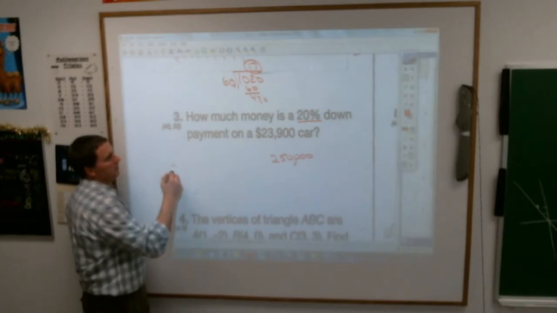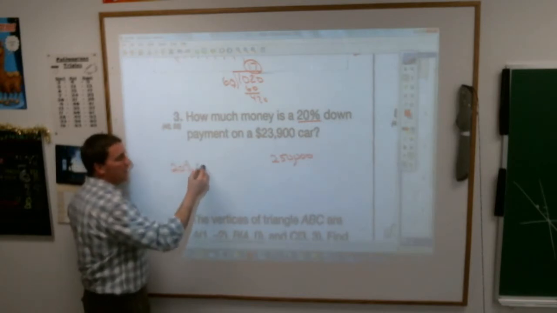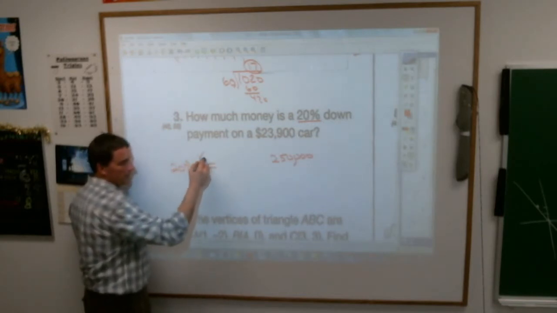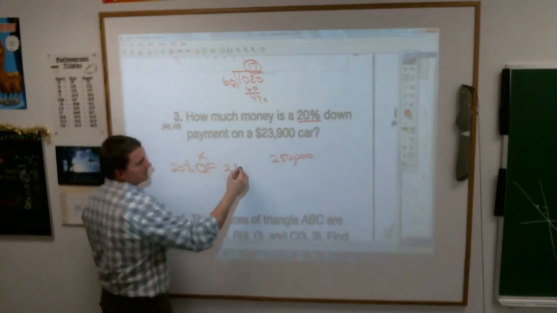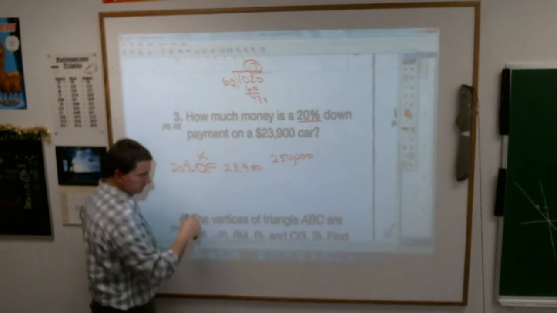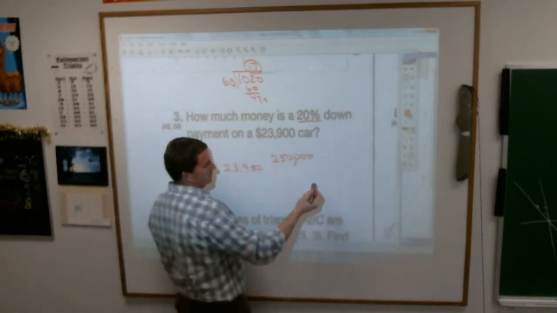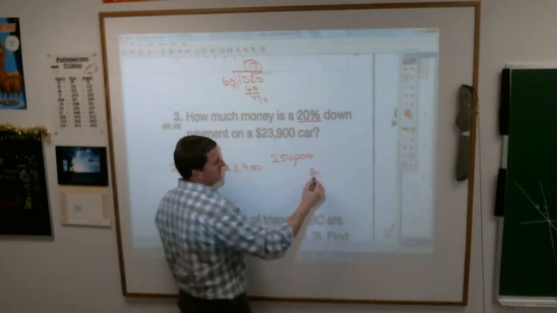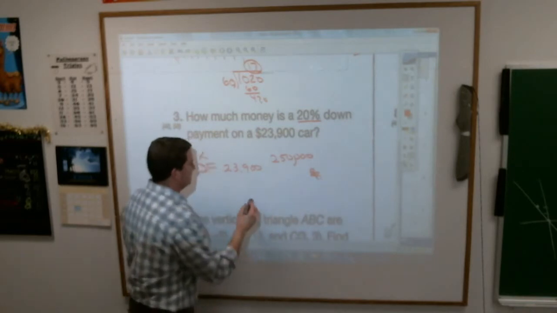You want to know what 20% of 23,900 is. So you just change this to a decimal, which is 0.20, but you don't need the 0. Why monkey with zeros? So just leave it as 0.2.